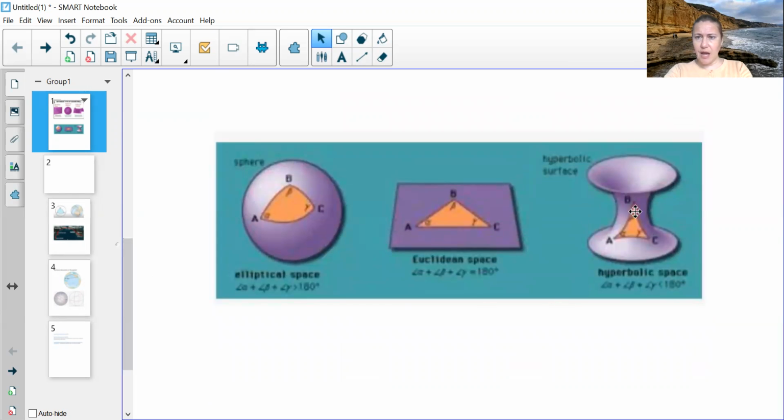So here's just another visual for you. Like the hyperplane up above, it talked about a saddle. But any surface that has negative curvature is considered hyperbolic space. And then the rules for geometry are also different there.